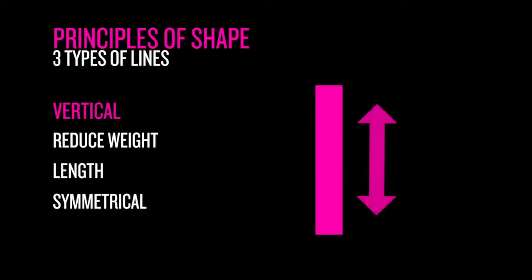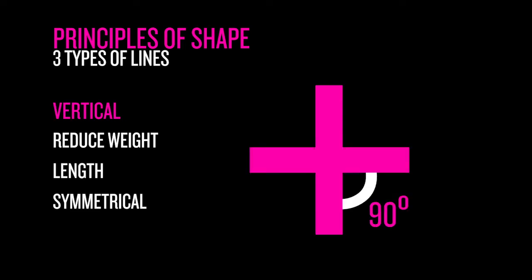Vertical lines lead the path of the eye up and down and reduce weight in the shape. This creates an illusion of length. Vertical lines give a sense of length to the shape and create a flatter silhouette. Vertical lines form a 90-degree angle to horizontal lines.